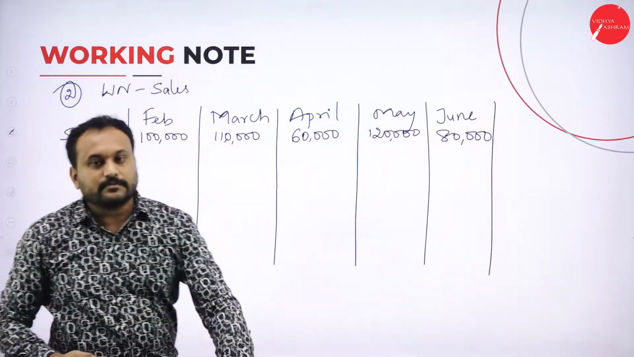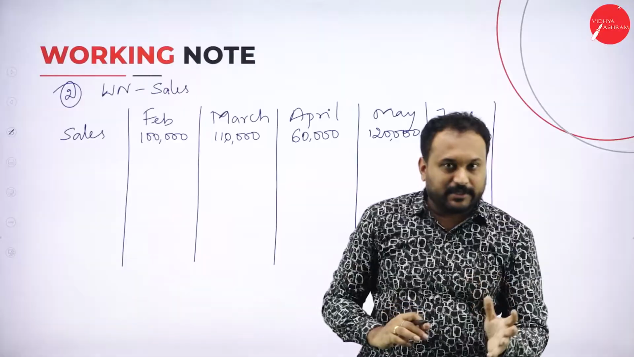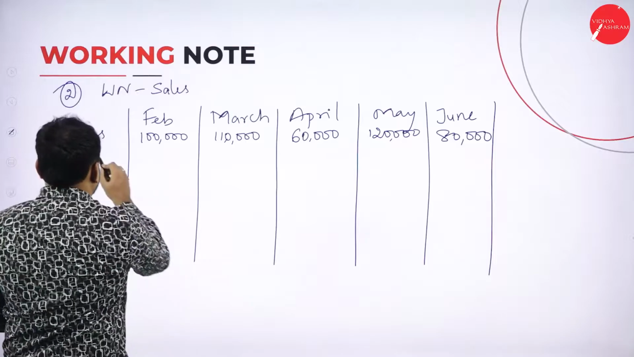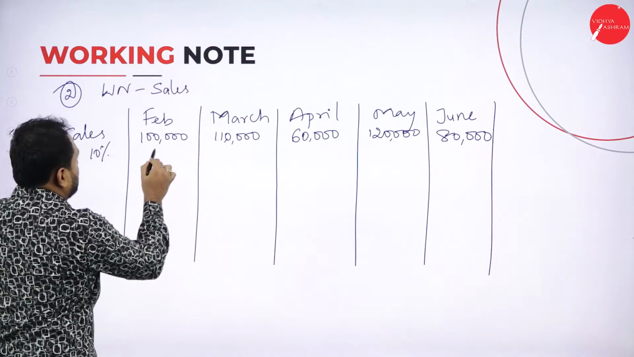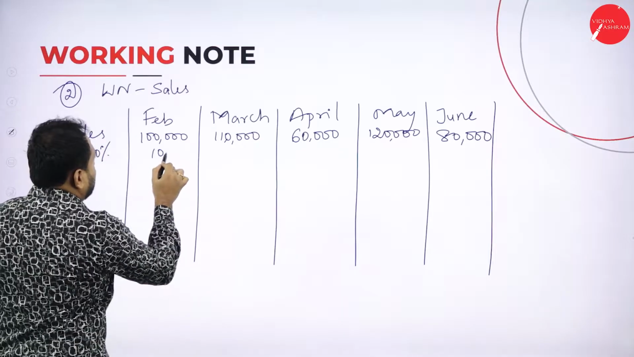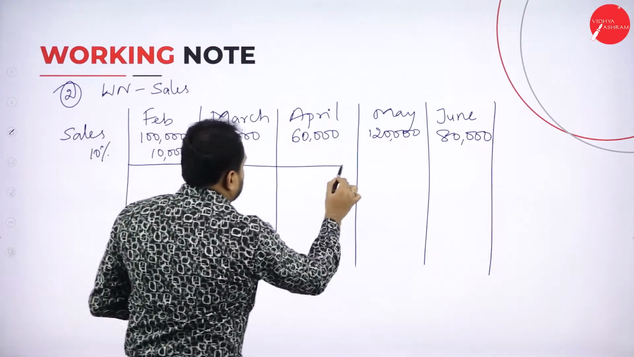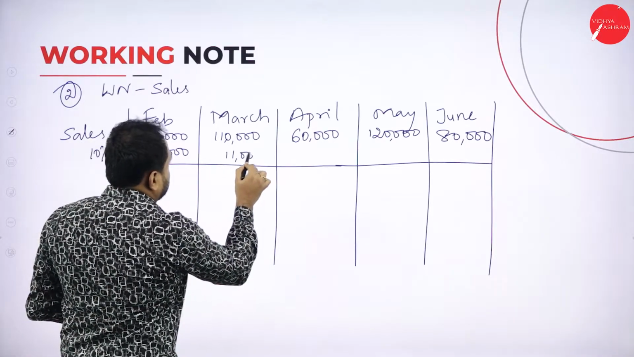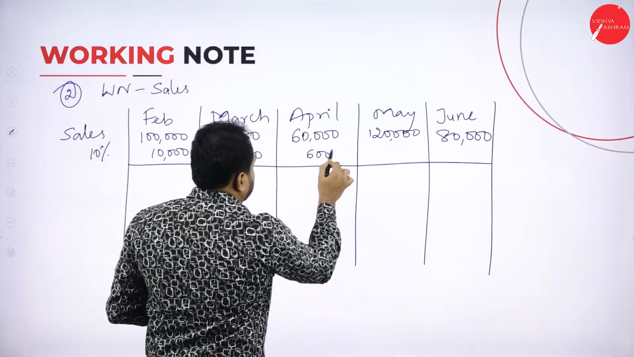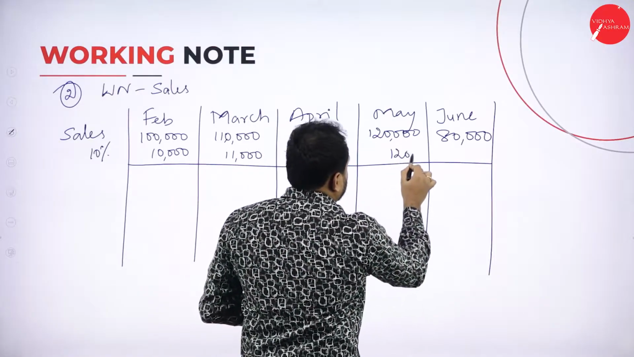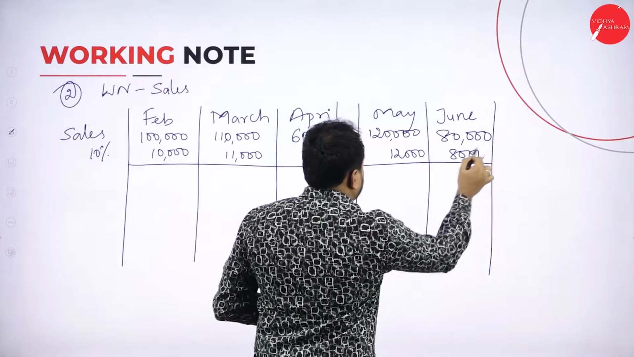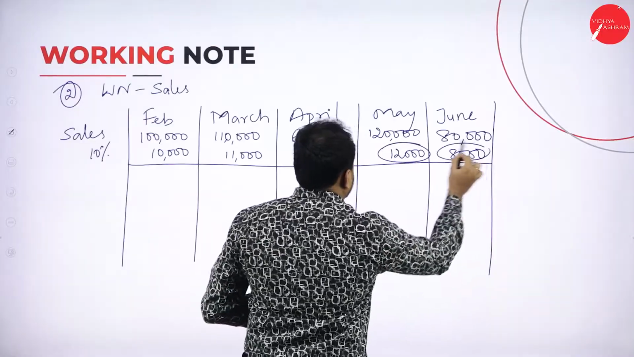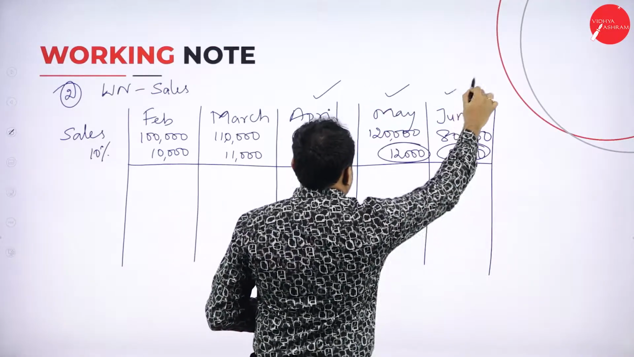Now understand, we have already taken that 10%, so we will not take 10% here. Let's deduct that 10% from each. When we deduct that 10%, 10% of 1 lakh is 10,000. The same way here you have 11,000. Here it is 6,000, here 12,000 and 8,000. We have already written this, no? 6,000, 12,000 and 8,000, because we are supposed to prepare only for April, May, June.